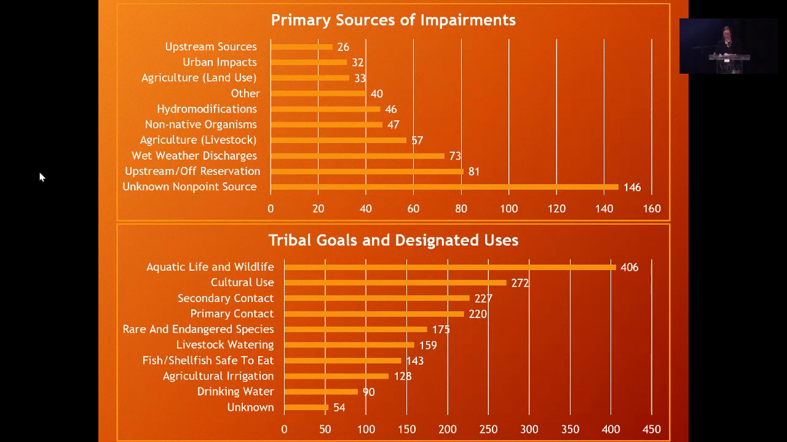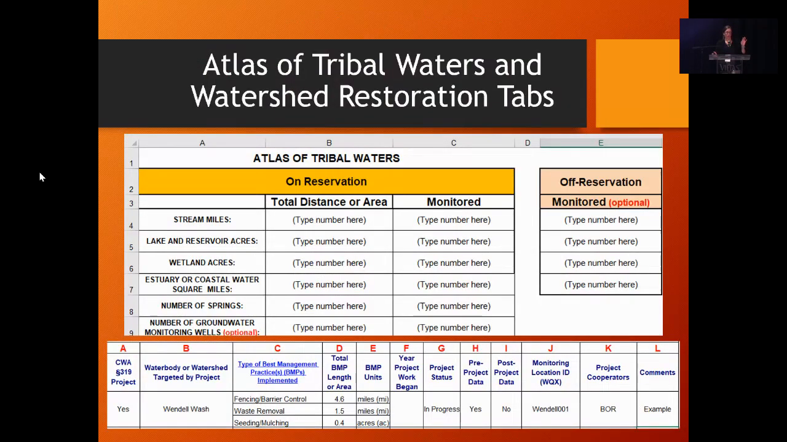And then on this slide, a few slides ago, I showed one screenshot of the template. This is another tab on the template that addresses that tribal water atlas that I mentioned that's part of the water quality assessment report. So this is indicating the total distance or area of waters on the reservation and how many miles or areas that you're monitoring. And this may not change much year to year unless you're adding new trust land to your reservation, which should be in your TAS or FAE application package, or if you add a new monitoring station, which should be reflected in your QAPP, quality assurance project plan.